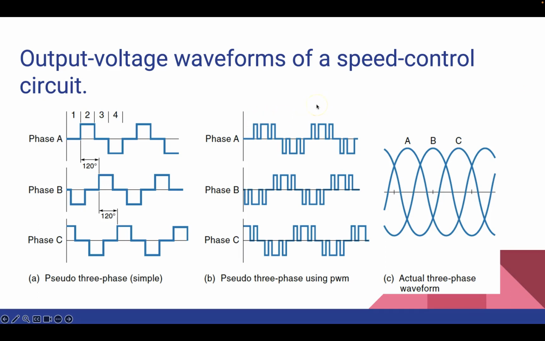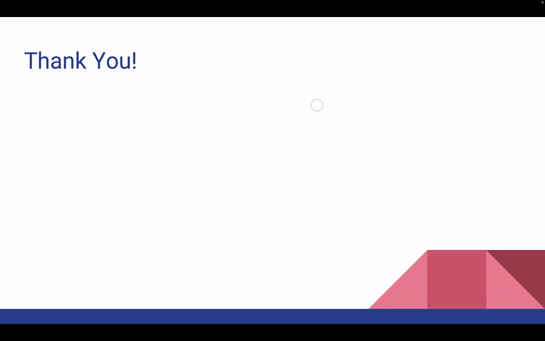So this was about the output voltage waveforms of a speed control circuit, and that's the end of the lecture. Thank you so much for listening to me.